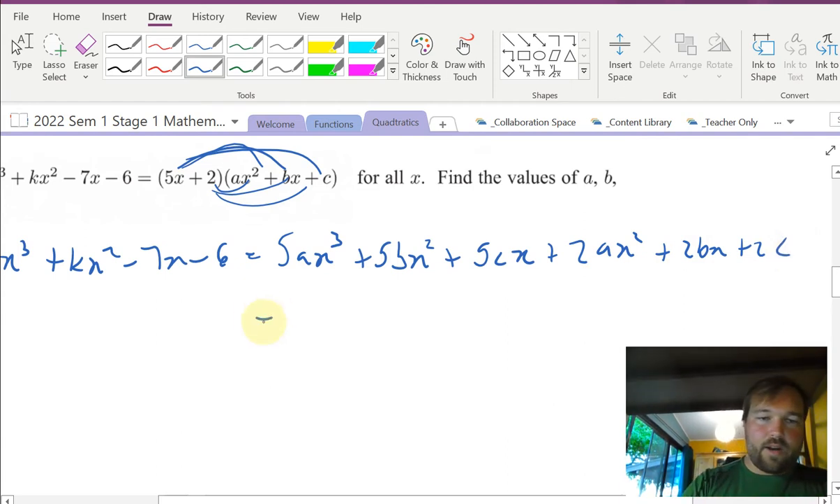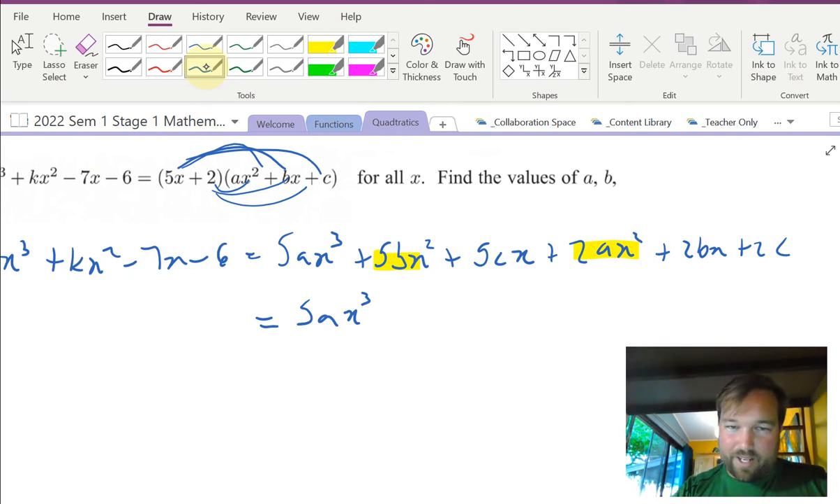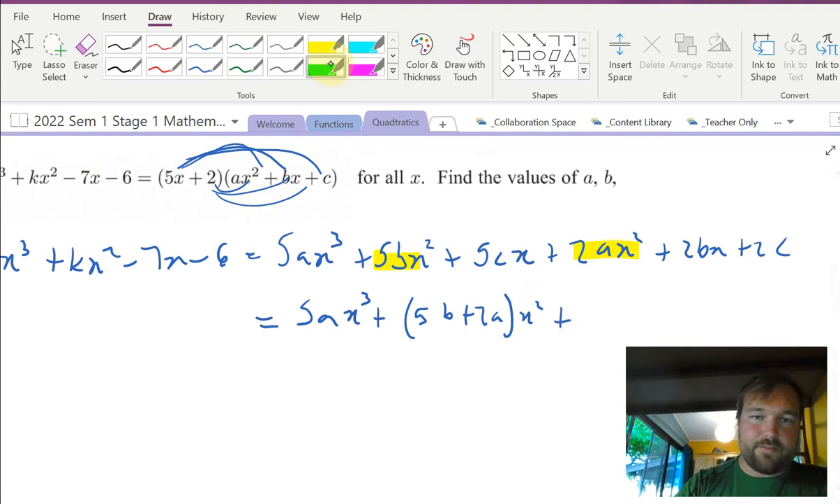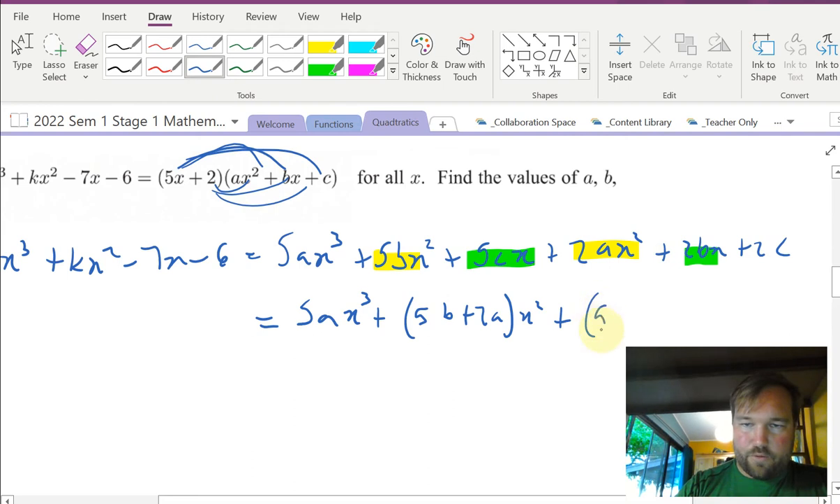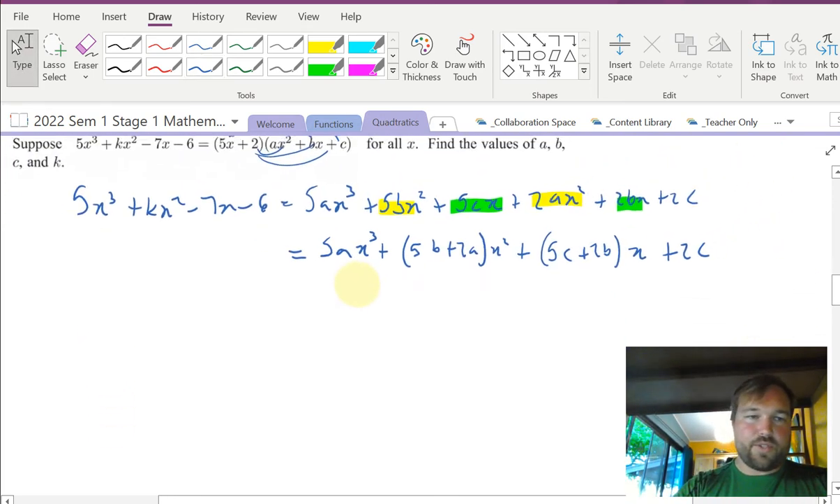Alright, and then I would equate coefficients together. Bring coefficients together. You're looking for the x squareds, and I would almost factor out those x squareds: 5b plus 2a, x squared. Then the x's: 5c plus 2b, x, plus 2c. Alright, so we're going to do the x squareds, the x's, and the constants on their own.